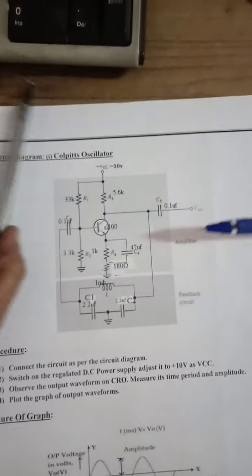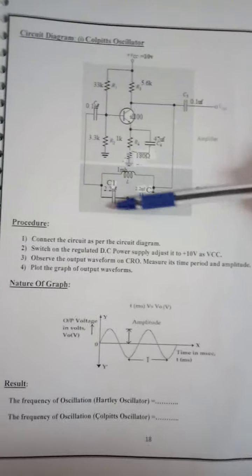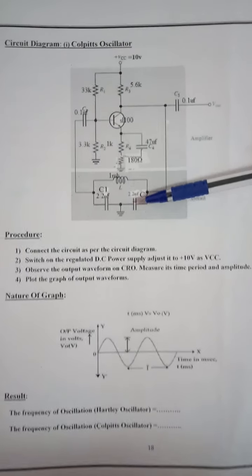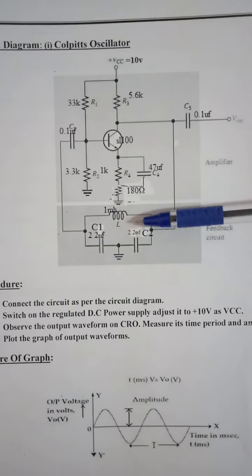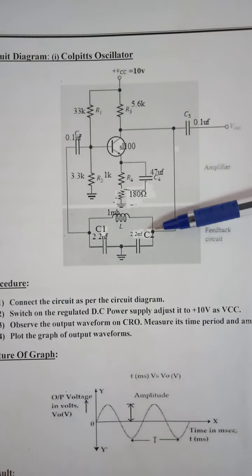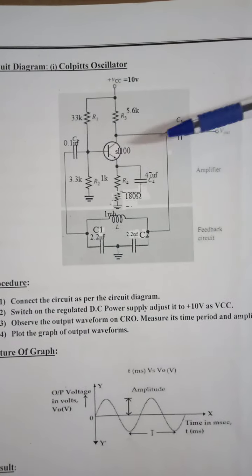The Colpitts oscillator is designed by connecting this LC circuit in the feedback path of the transistor amplifier, as shown in this diagram. So this is your LC circuit. This LC circuit is constructed by using one inductance L and two capacitors connected in parallel with this inductance, and this LC circuit is connected in the feedback path of this transistor oscillator.